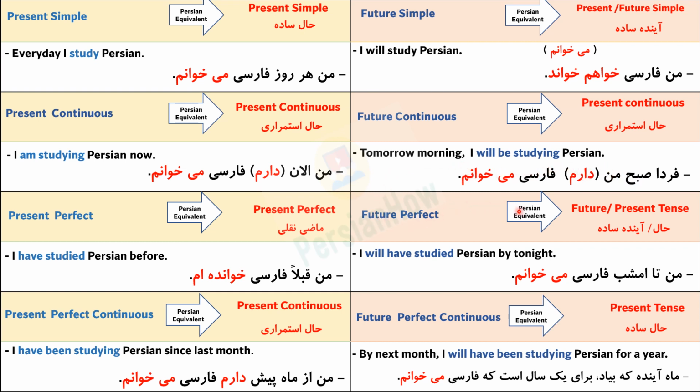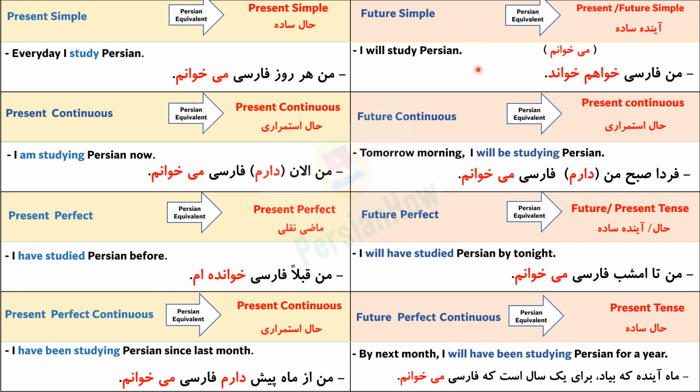Future perfect in Persian would be just the present tense that is used for the future. So, I will have studied Persian by tonight. We just say من تا امشب فارسی میخوانم. And for future perfect continuous, we just use the present tense. For example, by next month, I will have been studying Persian for a year. The sentence in Persian is a little bit different, we say it a little bit differently, but the tense is just the present tense. ماه آینده که بیاد برای 1 سال است که فارسی میخوانم.